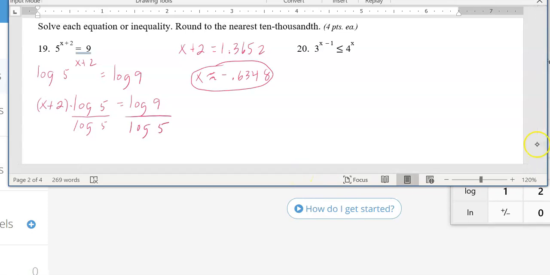Number 20 is similar. We're going to do log on both sides so that we can use the power property and bring those exponents down. Okay. Now when you have the variable on both sides, you'll need to do the distributive property, with the goal eventually being getting the x's on the same side. So I'm going to distribute log 3 to both of these.